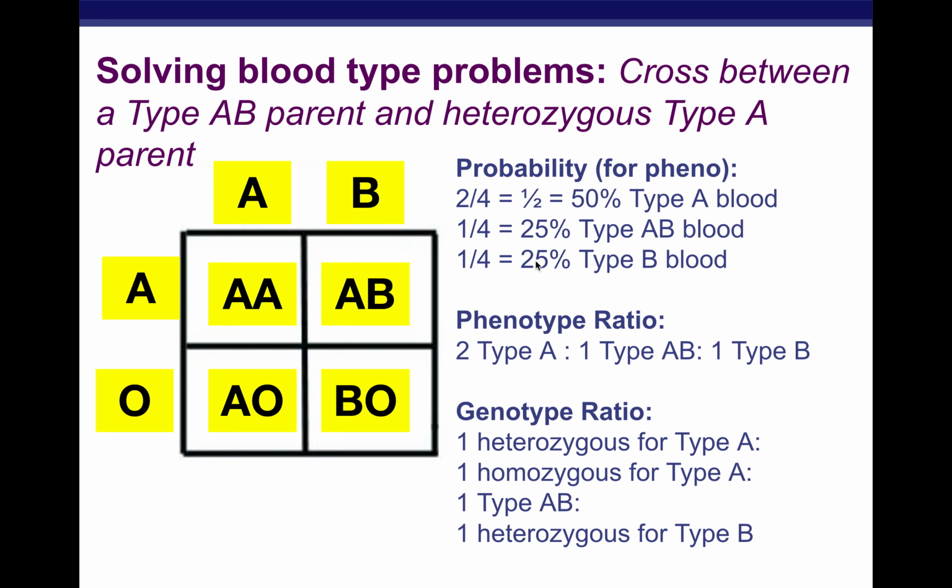So if you do the math, it's a 50% chance of making a type A child, a 25% chance of making a type AB child, and a 25% chance of making a type B child. So that's just how blood typing works. It's just the same crosses we've done, but the alleles are just a little bit funkier.